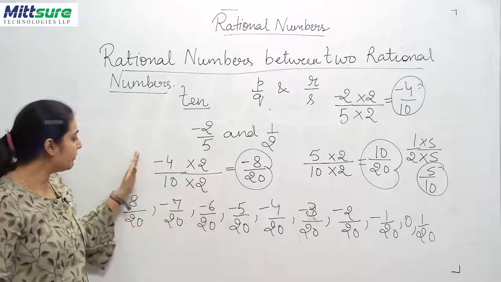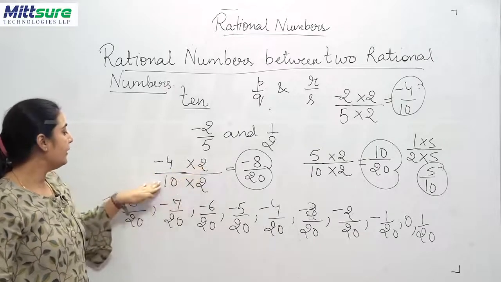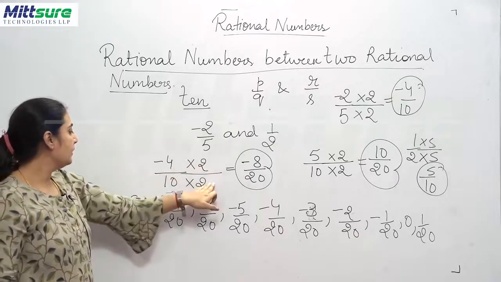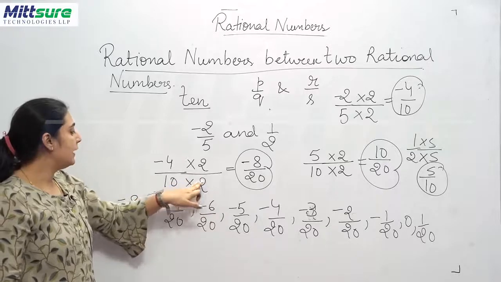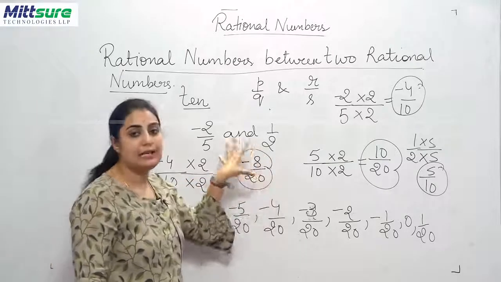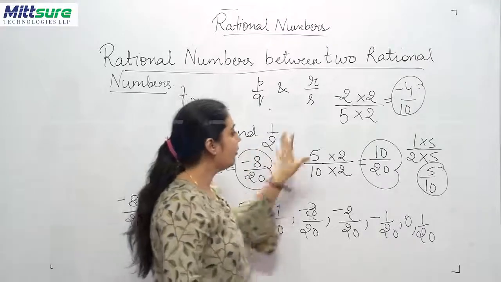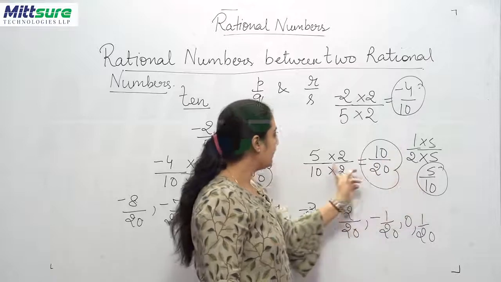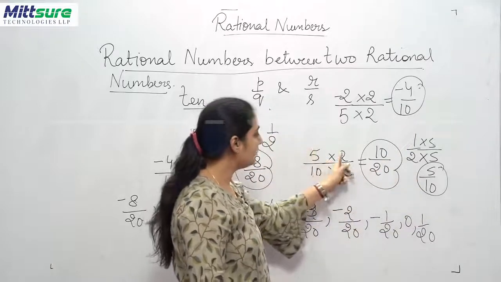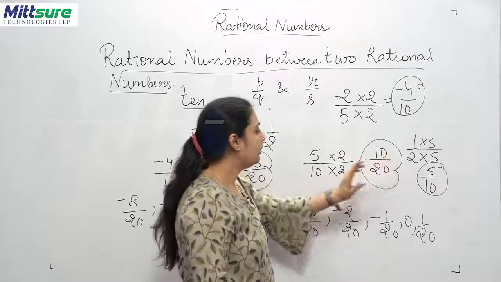So here when I multiplied minus 4 by 10 into 2 and 10 by 10 also was multiplied with 2, I got minus 8 upon 20. So this was the left hand side or the negative rational number range. Now here, I multiplied 5 upon 2 also with the same number, that is 2. So I got 10 upon 20.